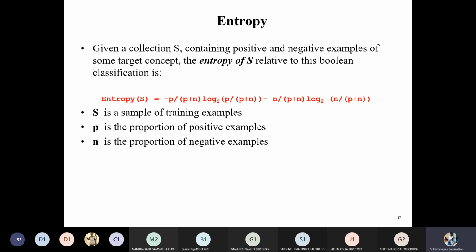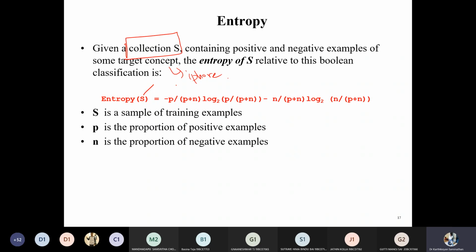Entropy of S is calculated. So S is a given collection of data, so either 24 or 10 or 25 data sets. Collection S contains positive and negative examples of some target concept. The target concept may be anything like iPhone or animals, something like that.